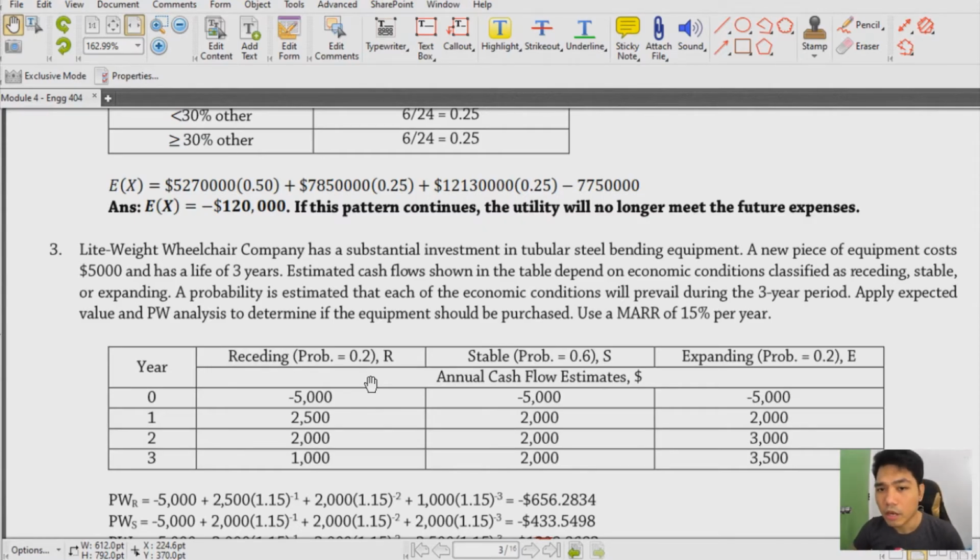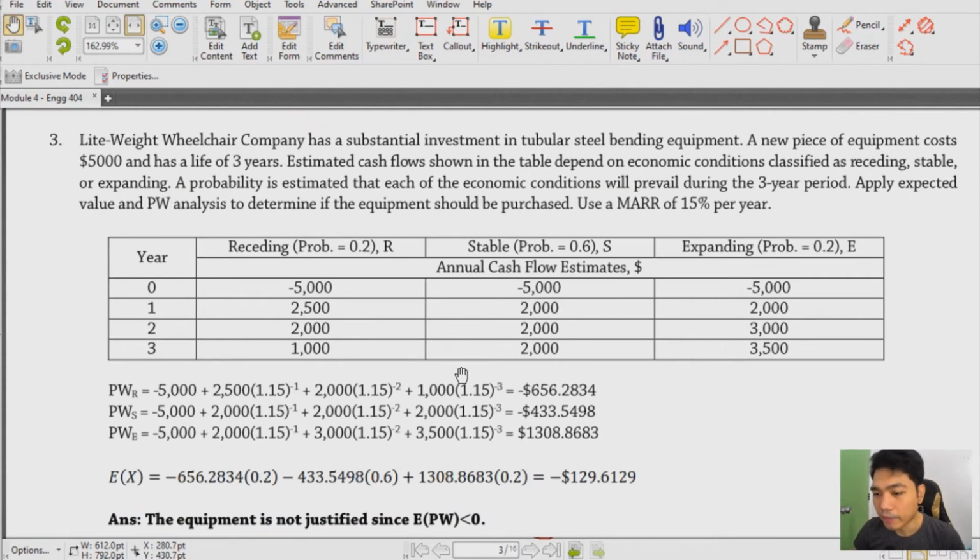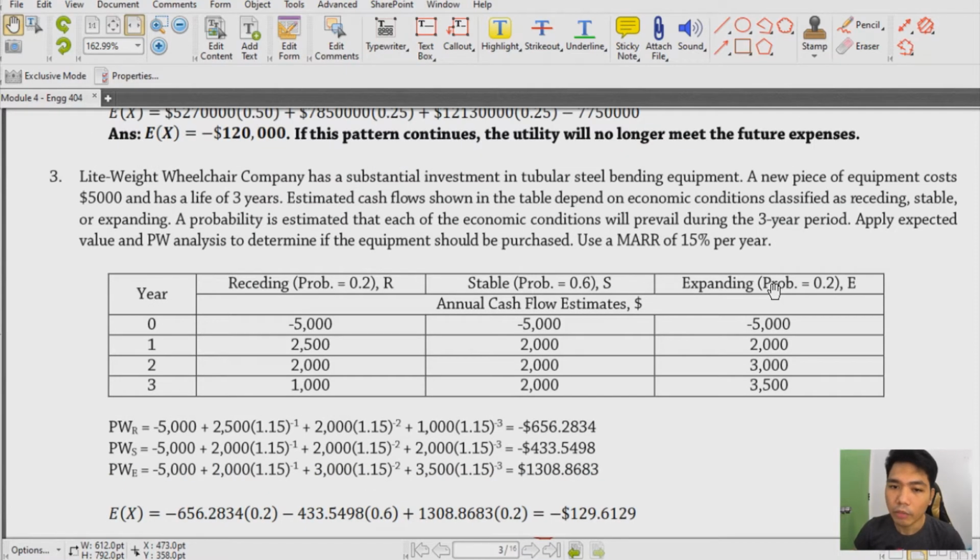And then sabi dito, apply expected value and PW analysis to determine if the equipment should be purchased and use an MARR, minimum attractive rate of return of 15% per year. So in short, we have to determine yung ating expected value considering all of these scenarios appearing on the 3rd year. But ano ba yung maging problema dito? Since we have a lot of values here and then it occurs from 0 to 3rd year, so ano ba yung gagawin natin muna? So first of all, you have to compute for the present worth of all these values and then ganun yung ginawa dito.